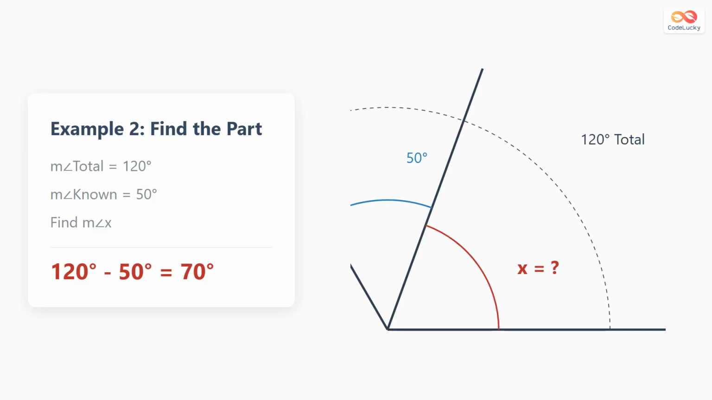Sometimes you might know the total and one of the parts. Here, the entire angle is 120 degrees. We know the bottom part is 50 degrees. To find the missing top part, labeled x, we subtract. 120 minus 50 equals 70. So, x equals 70 degrees.